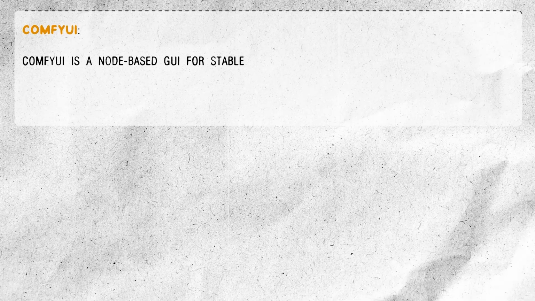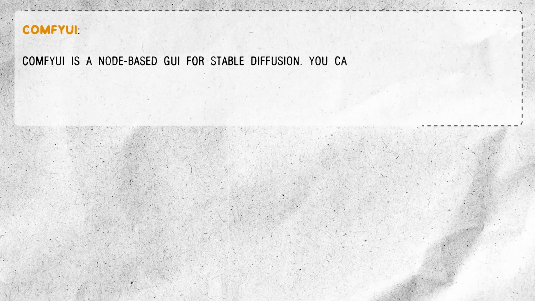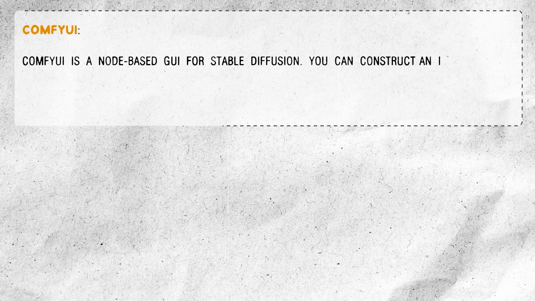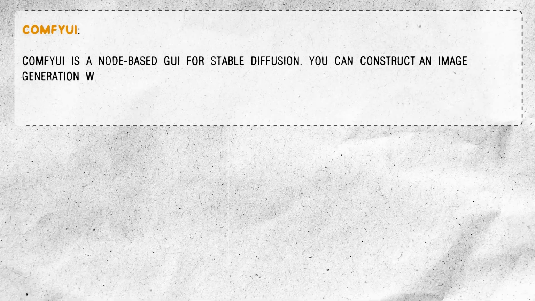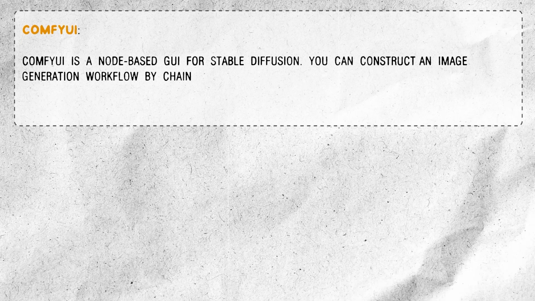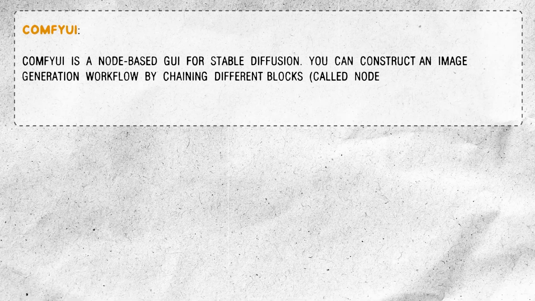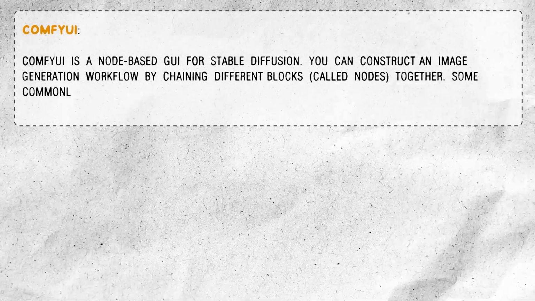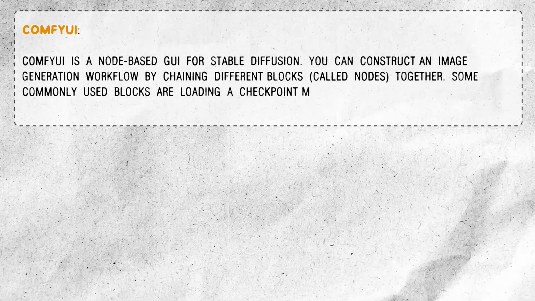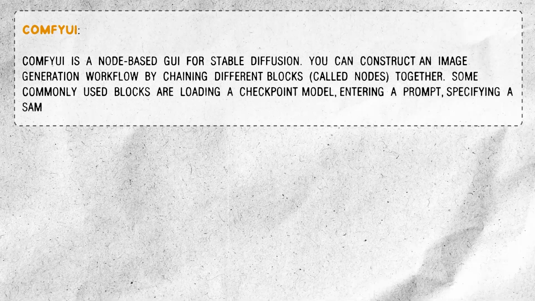Before we get into the tutorial, it's good to familiarize yourself with these two installation files. To explain, ComfyUI is another graphical web UI, similar to Stable Diffusion Automatic 1111, which we covered in this video, and you can view video number 2 on our channel. In summary, ComfyUI is a node-based GUI for Stable Diffusion. You can construct an image generation workflow by chaining different blocks, called nodes, together. Some commonly used blocks are loading a checkpoint model, entering a prompt, specifying a sampler, etc.